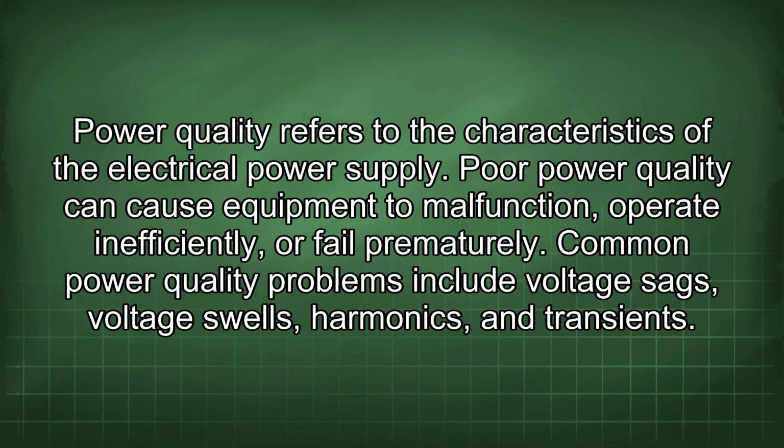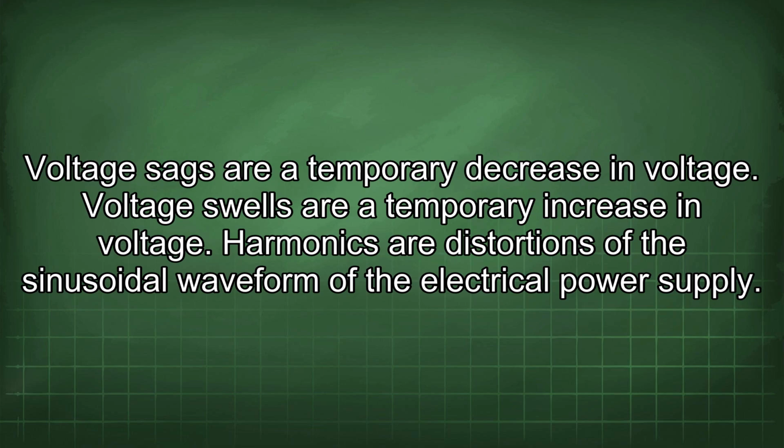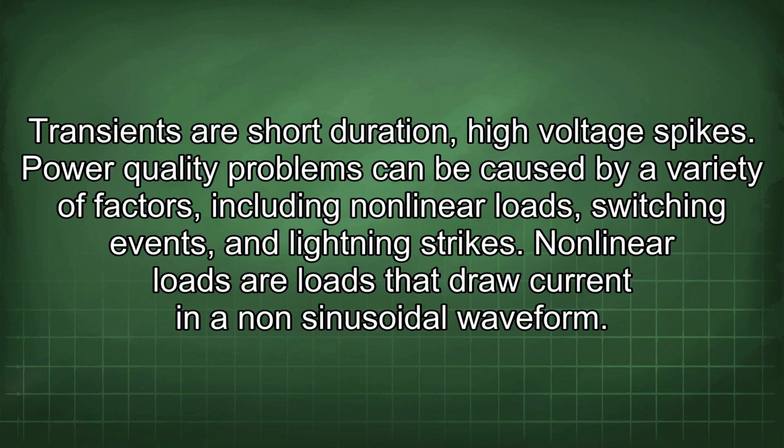Power quality refers to the characteristics of the electrical power supply. Poor power quality can cause equipment to malfunction, operate inefficiently, or fail prematurely. Common power quality problems include voltage sags, voltage swells, harmonics, and transients. Voltage sags are a temporary decrease in voltage. Voltage swells are a temporary increase in voltage. Harmonics are distortions of the sinusoidal waveform of the electrical power supply. Transients are short-duration, high-voltage spikes.